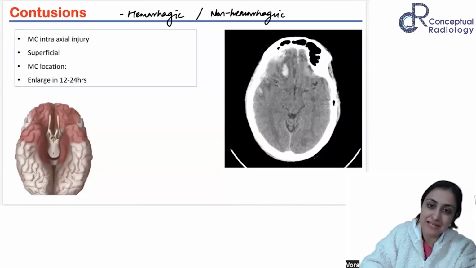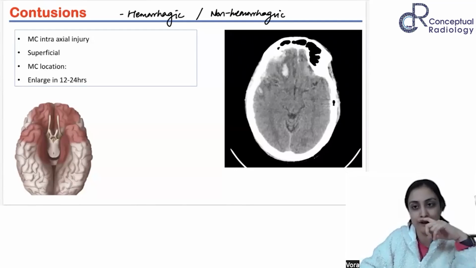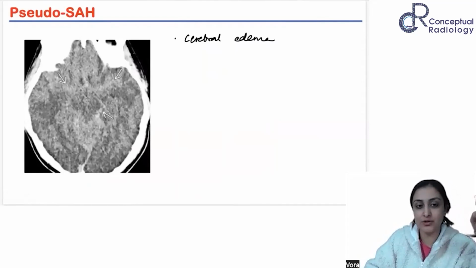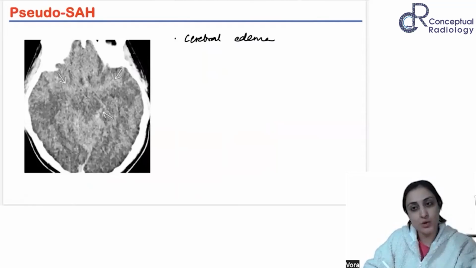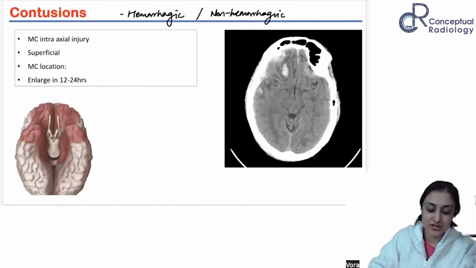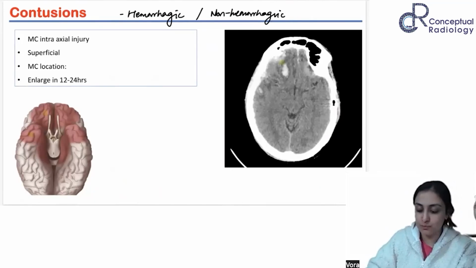White cerebellum sign also I will teach you as we go along, right, I will teach in brain death. So contusion, nothing much. Basically the cerebellum appears whiter, hyperdense compared to the rest of the brain. It's not because the cerebellum is a problem, it's the rest of the brain which is hypodense. That's all. Okay, right. So this is the most common intra-axial injury and it is usually superficial.